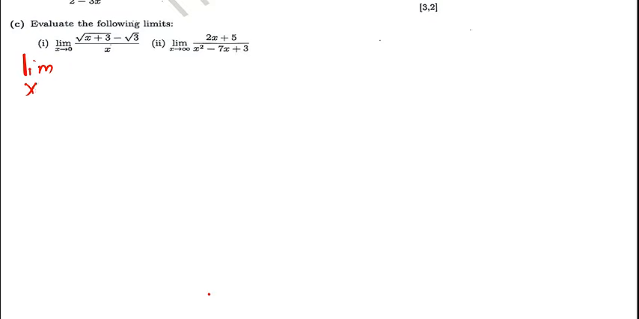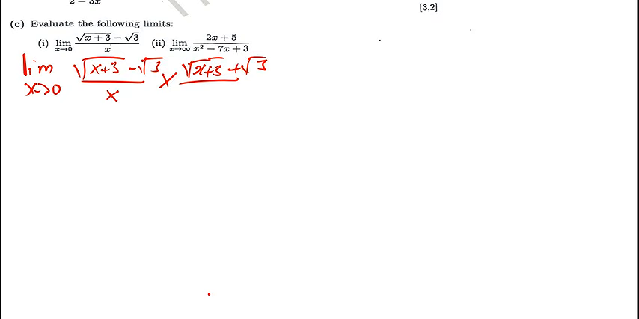Limit as x goes to 0, root of x plus 3 minus root of 3 divided by x. You rationalize the numerator, plus root of 3, then you divide it by the same. What happens?